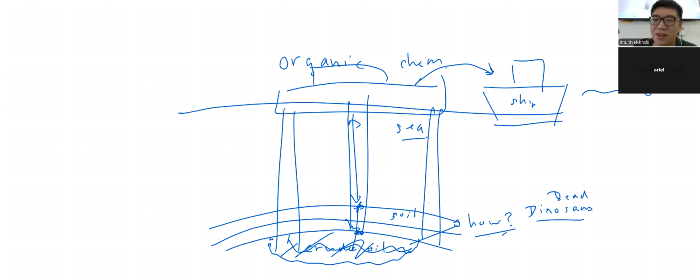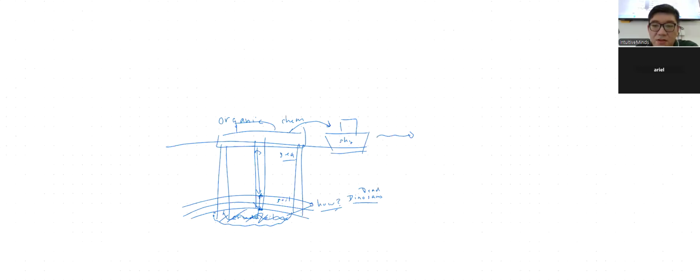Where does the ship go with the crude oil? To industries? No, you can't do that immediately. You need to refine it. Fractional distillation? Yes, correct. So they bring the oil to refineries. We've got a whole lot of them in Singapore, on Jurong Island.